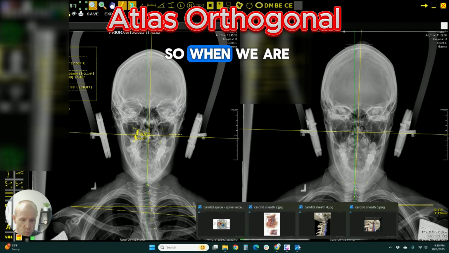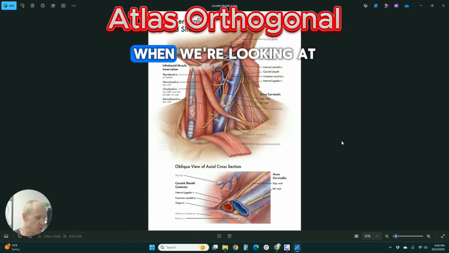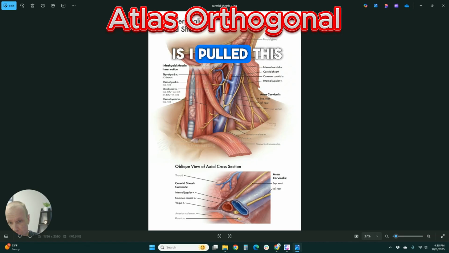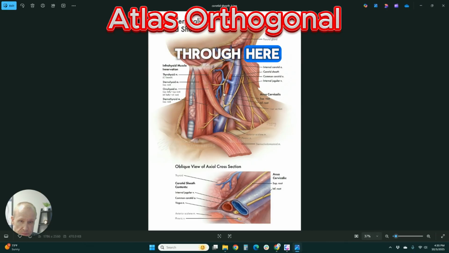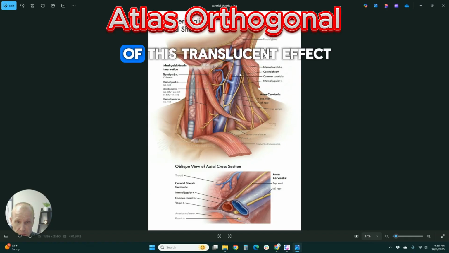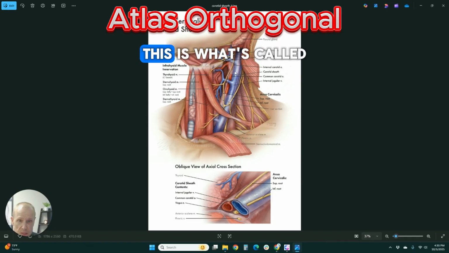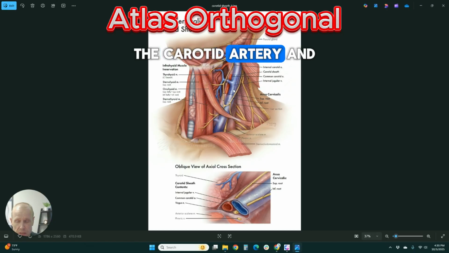I want to show you a little bit of anatomy here, up in the upper cervical spine. So what I did is I pulled this up right here. If you follow the mouse pointer here, you have the jugular vein, you have the carotid artery right back and through here. There's a lot of nerves that come down through here as well. This translucent effect right through here is what's called the carotid sheath. The carotid sheath is a sleeve that houses the jugular vein, the carotid artery, and a handful of nerves. I'm going to get to those nerves in just a second here.